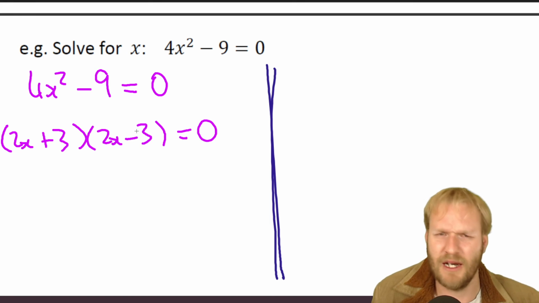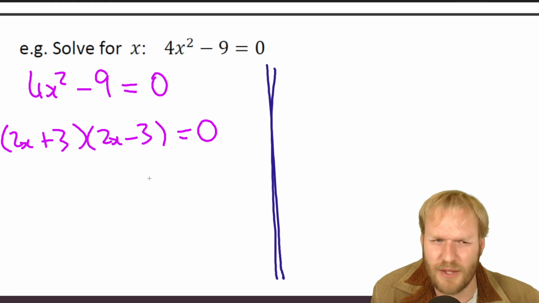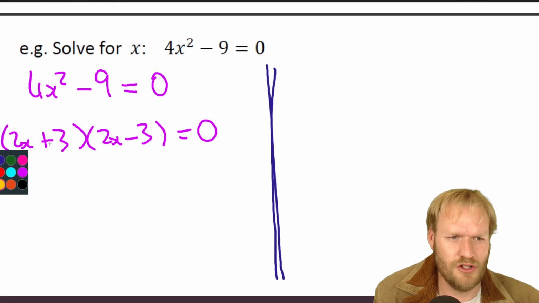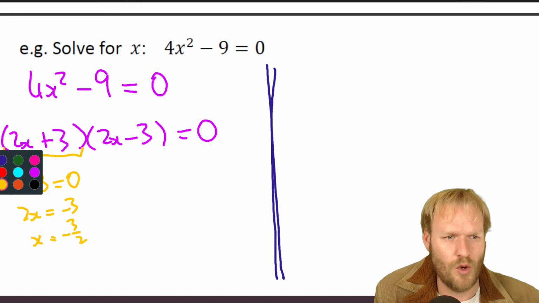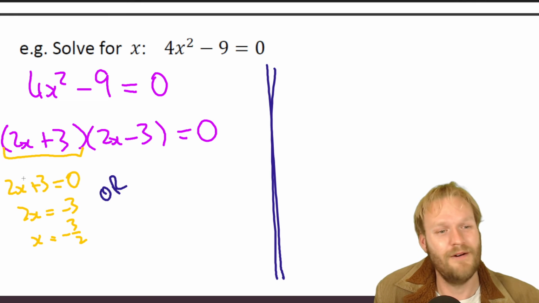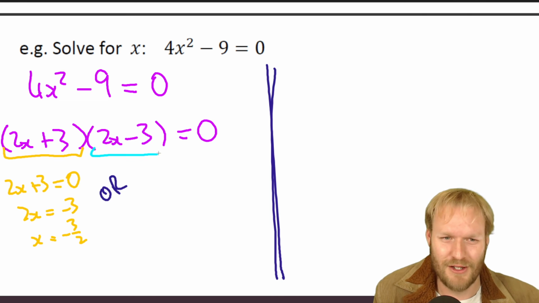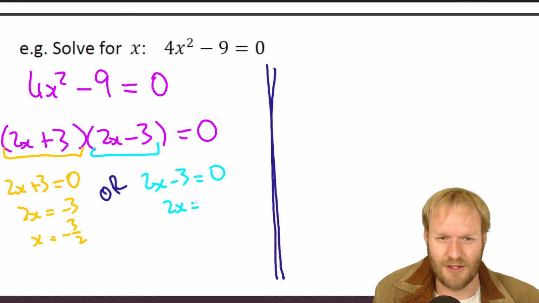I always go plus minus. Of course, it doesn't matter. You could have gone minus plus. And then you get your two solutions, right? Either that thing's 0: 2x plus 3 equals 0, which case 2x equals minus 3, x equals minus 3 over 2. Or light blue, right? 2x minus 3 equals 0, 2x equals 3, x equals 3 over 2.